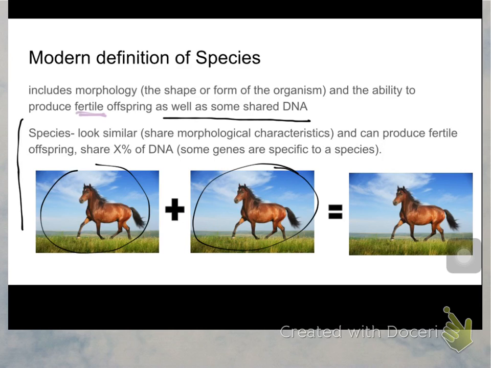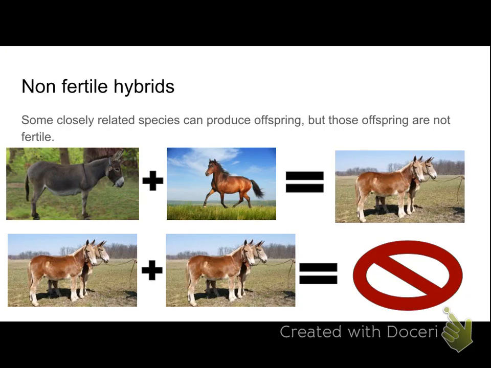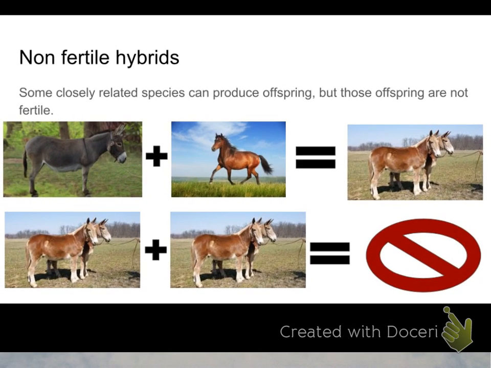This here is a horse. If you breed a horse and a horse, guess what you get? A horse, of course. But, and we talked about this a little bit yesterday, this here is a donkey.